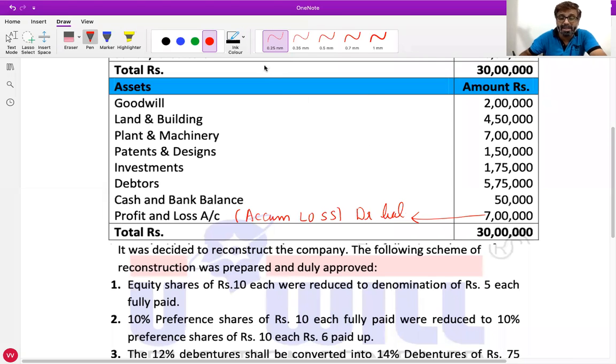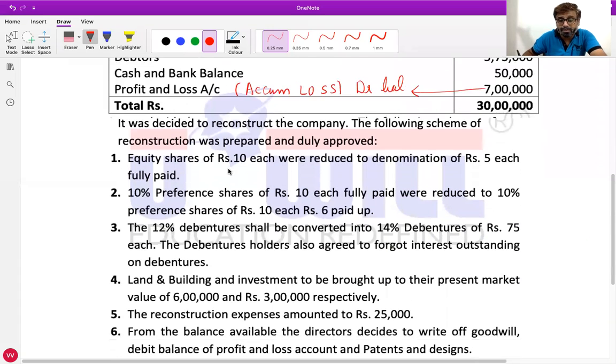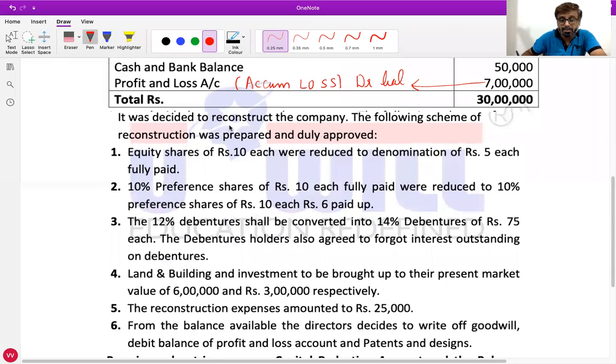Bhumi, unmute yourself again. Further, read it. It was decided to reconstruct the company. The following scheme of reconstruction was prepared and duly approved. Bhumi, is this reconstruction external or internal? How will we identify?